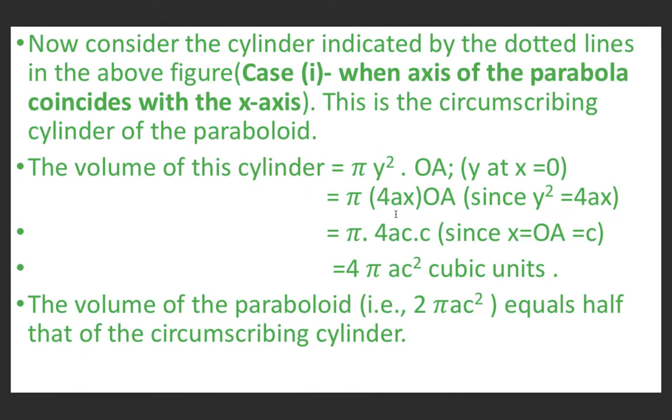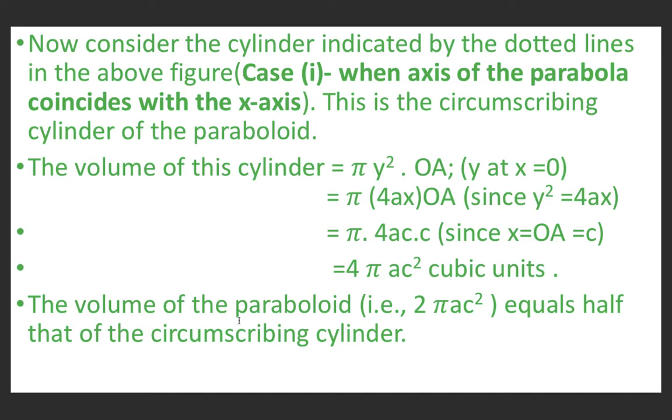Y square is nothing but 4ax. So it means pi into 4ax into OA. I have taken OA to be x, and we had taken OA equal to c. So x equal to c, OA equal to c, so 4 pi a c square cubic units. It means the volume of the circumscribing cylinder of the paraboloid is 4 pi a c square.